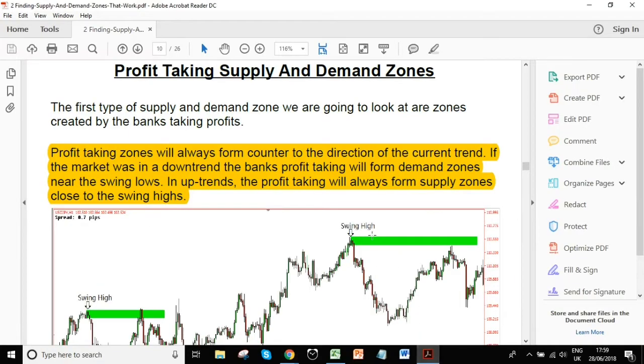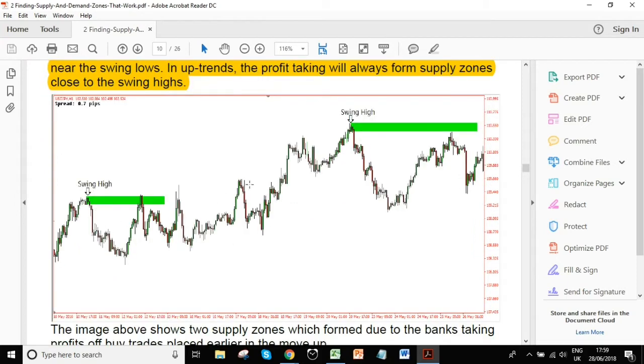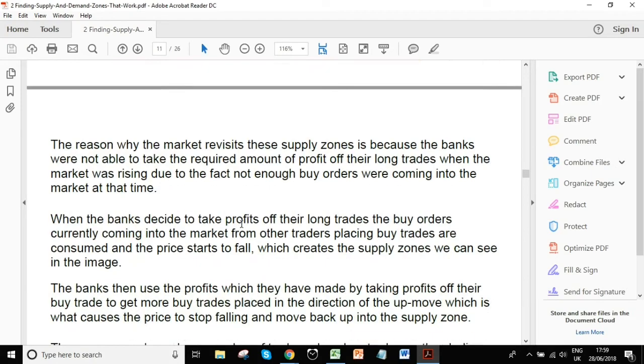So let's just check out the first type of zone, which is profit taking, right? So profit taking zones will always form counter to the direction of the current trend. If the market was in a downtrend, the bank's profit taking will form demand zones near the swing lows. In uptrends, the profit taking will always form supply zones close to the swing highs, as we can see here. How do I know these supply zones have been created by profit taking? One, because the price had been moving up prior to these zones forming, and two, because the price continues to move up once the market has revisited the zones themselves.